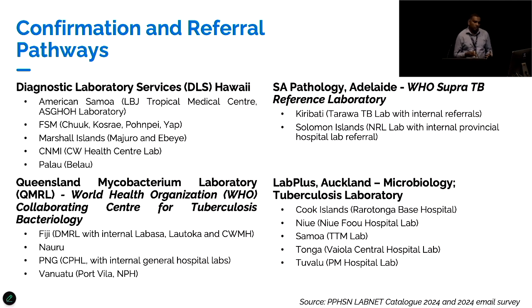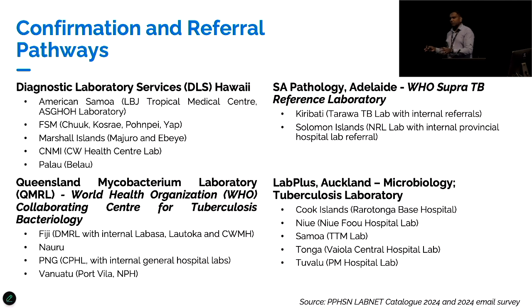So in the Northern Pacific, which is American Samoa, FSM, Marshall Islands, Commonwealth of the Mariana Islands, and Palau, they send their samples to the Diagnostic Laboratory Services in Hawaii. And for the QMRL, which is based in Brisbane, they receive samples from Fiji, Nauru, PNG, and Vanuatu. SA Pathology, which is in Adelaide, a WHO Supranational TB reference lab, receives samples from Kiribati and Solomon Islands. Up in LabPLUS in Auckland, New Zealand, they receive samples from the Cooks, Niue, Samoa, Tonga, and Tuvalu.